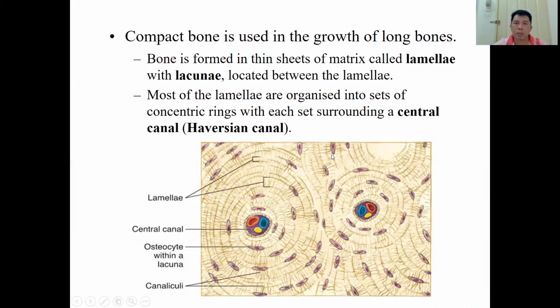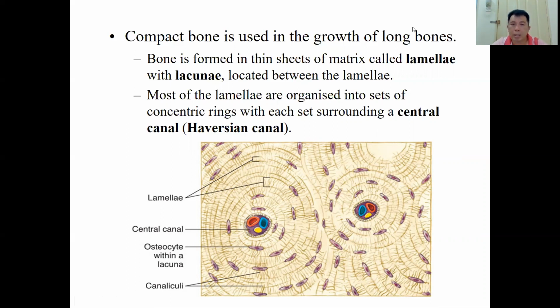Compact bone is used in the growth of the long bones, and the bone is formed in thin sheets of matrix called lamellae. You can see one lamella, another lamella, and another, so there are many lamellae. With lacunae, within the lacunae there are osteocytes. Osteocyte means the bone cell.